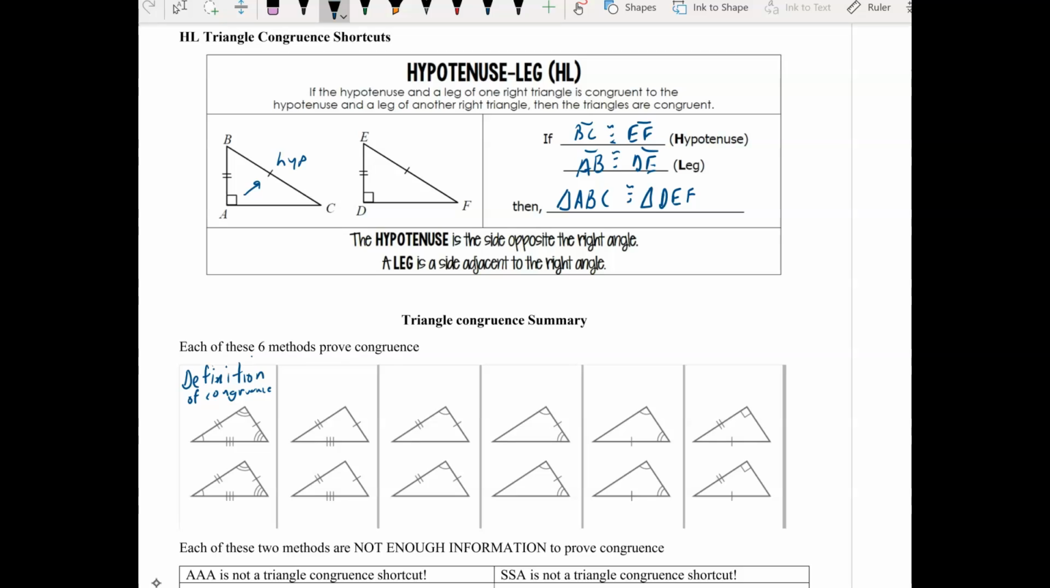Okay? The second one, side, side, side. The third one, we have side, angle, side. So that's SAS. The fourth one, angle, side, angle, that one is ASA. The fifth one is two angles and the non-included side, so that's AAS. And then the one we just saw, which we're not going to call SSA, we're going to call HL, hypotenuse leg.